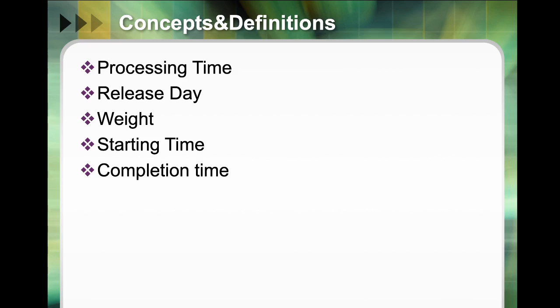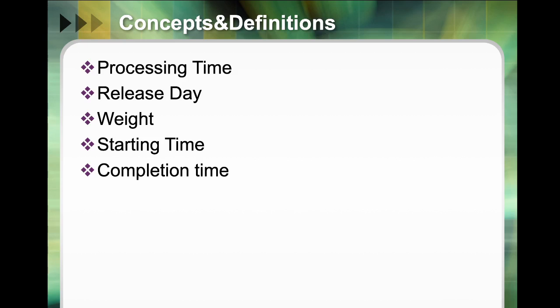For example, if we have jobs A, B, C, D, they must go to machines 1, 2, 3 according to the sequence. The first machine will be machine 1, the second machine will be machine 2, and the third machine will be machine 3, right? So they must have the same route, and that is the case of the flow shop model.